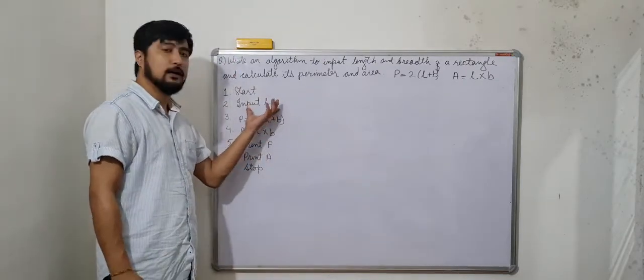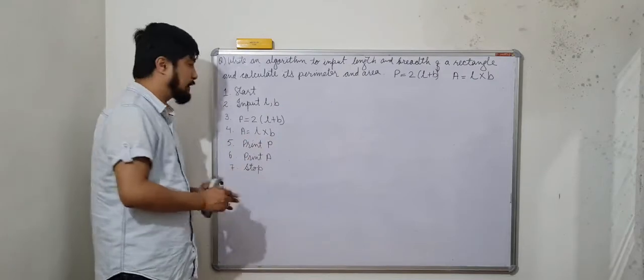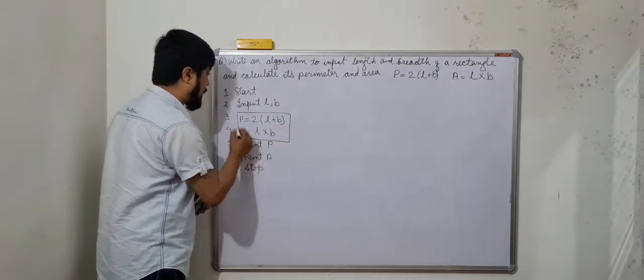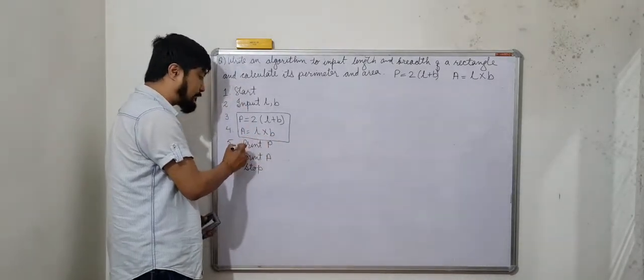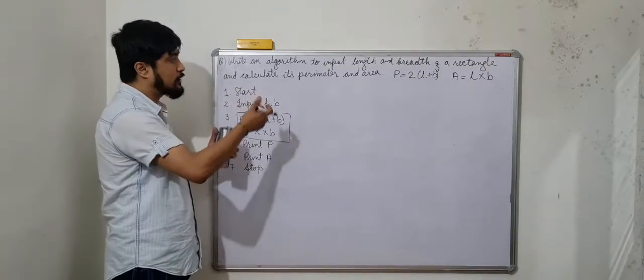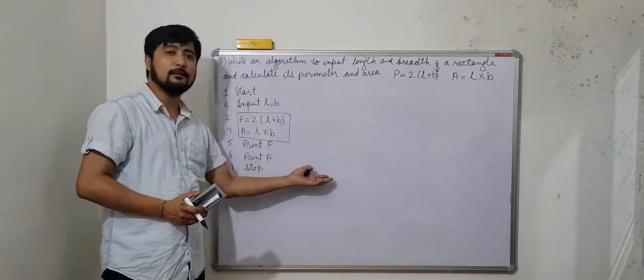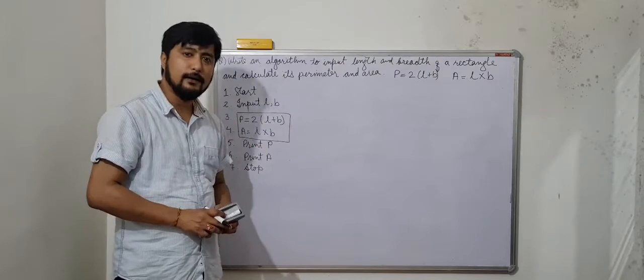In the first step, we always have to take the input, and then comes the processing or calculation part. First is the input, then the calculation part, and then the printing or displaying part. So this is how we write the algorithm for finding the perimeter and area of a rectangle.